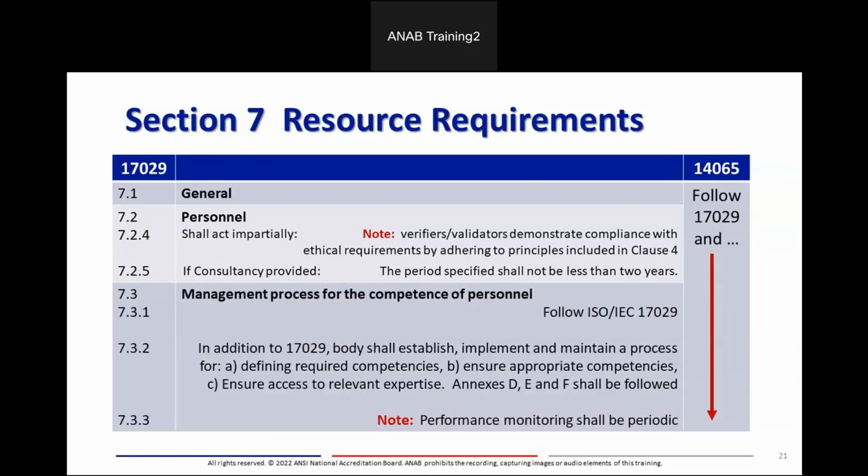One thing to note is that 7.3.2 lays out the requirements for the competency of personnel for each function in that validation and verification process. In 14065, there are several additional requirements as well as a reference to additional requirements and competencies that are given in Annexes D, E, and F, which shall be followed as applicable. So here are the annexes that come into play in that 14065 document that bring in those additional requirements.